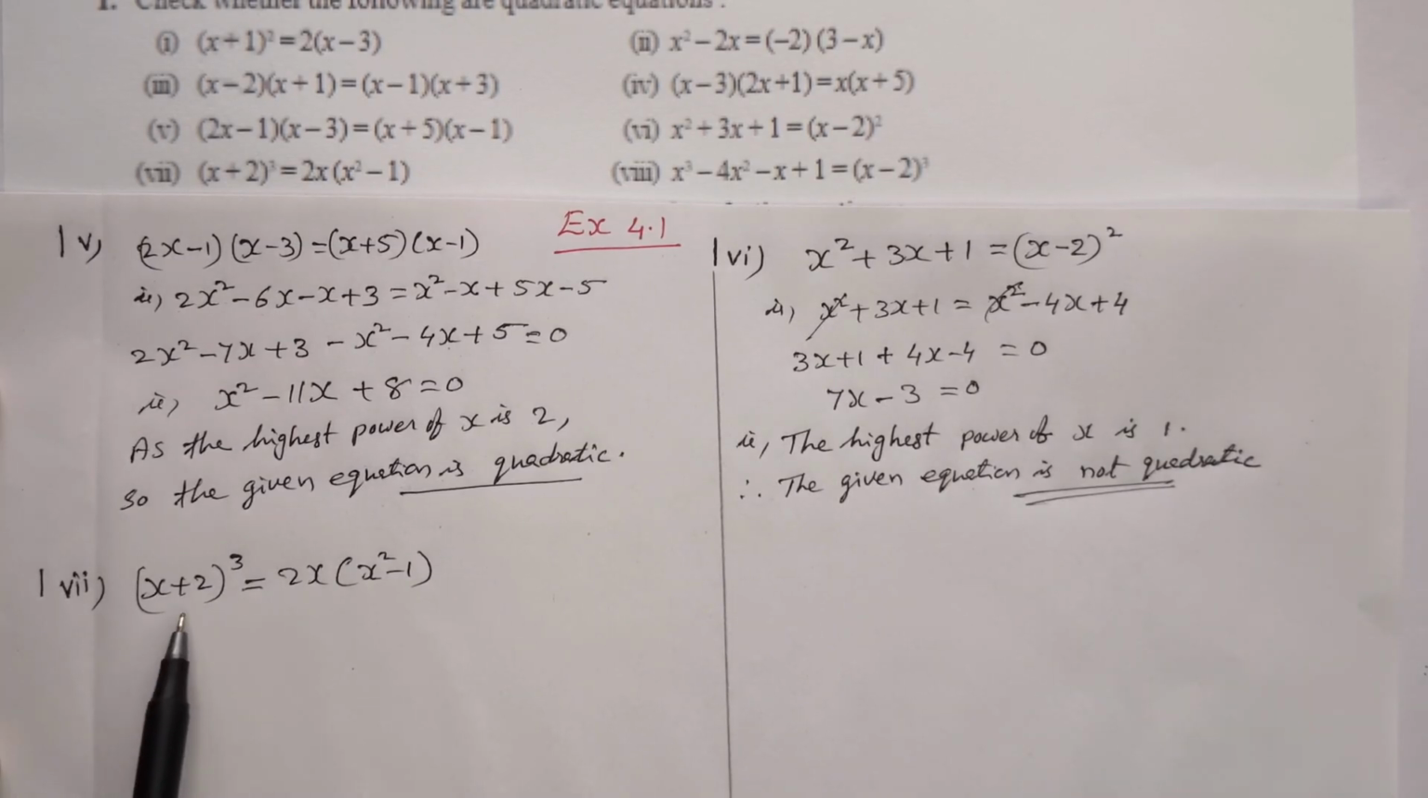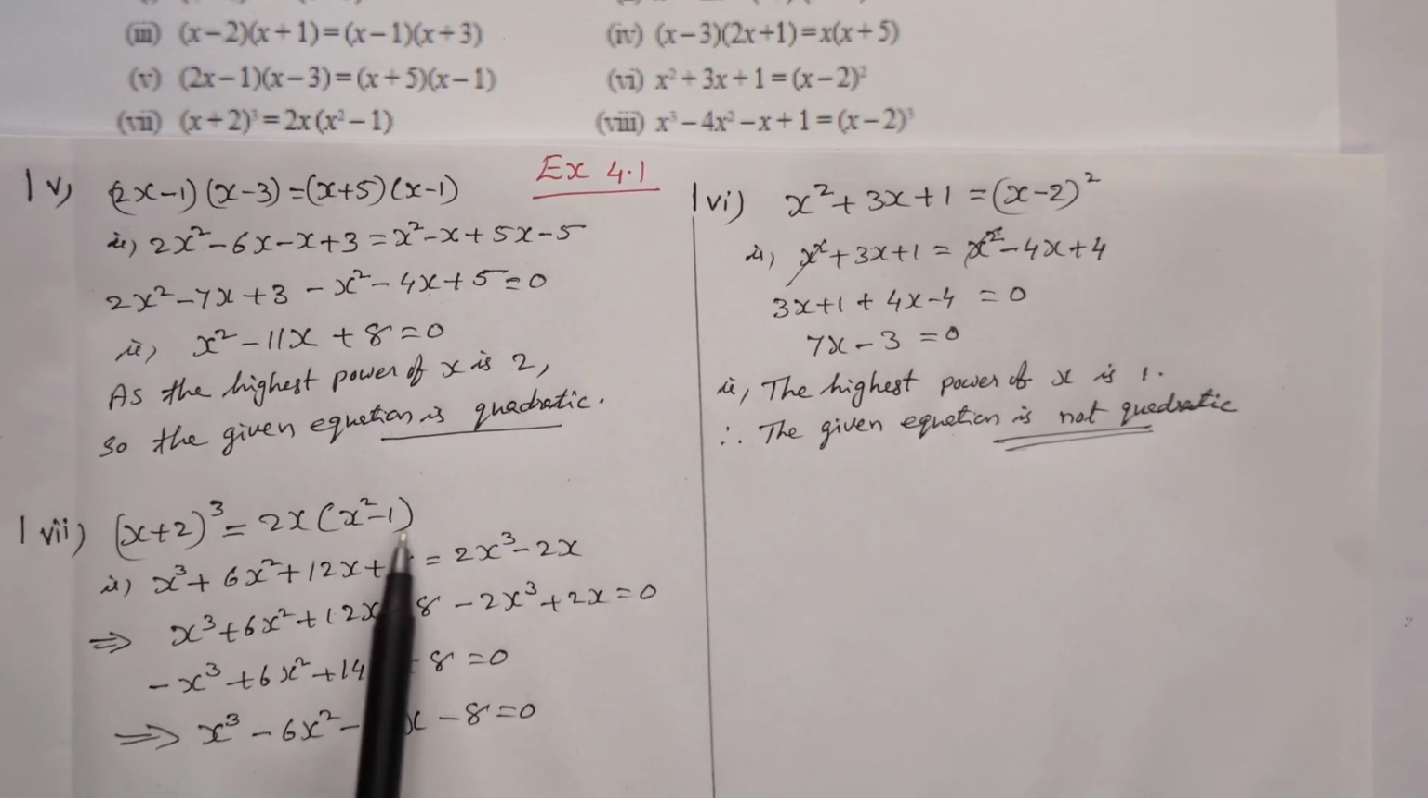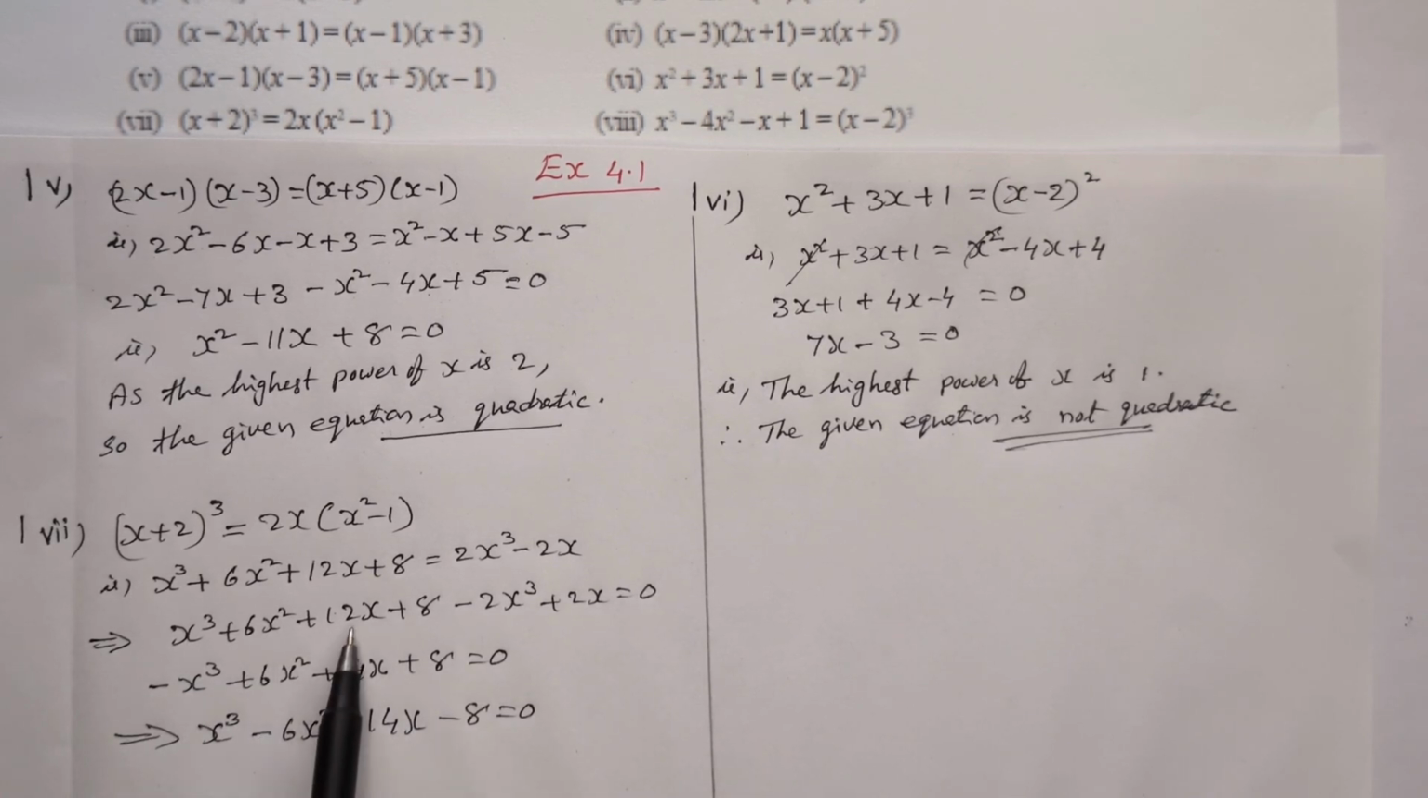Next one, seventh one. (h plus 2) the whole cube is equal to 2h into (h square minus 1). Here on the left side we can open the bracket by using (a plus b) the whole cube. When we open the bracket, h cube plus 6h square plus 12h plus 8 is equal to 2h cube minus 2h. Move to the left side: h cube minus 2h cube, that is minus h cube, 6h square, 12h plus 2h, that is 14h, and plus 8 is equal to 0. Multiply with minus 1. So h cube minus 6h square minus 14h minus 8 is equal to 0.